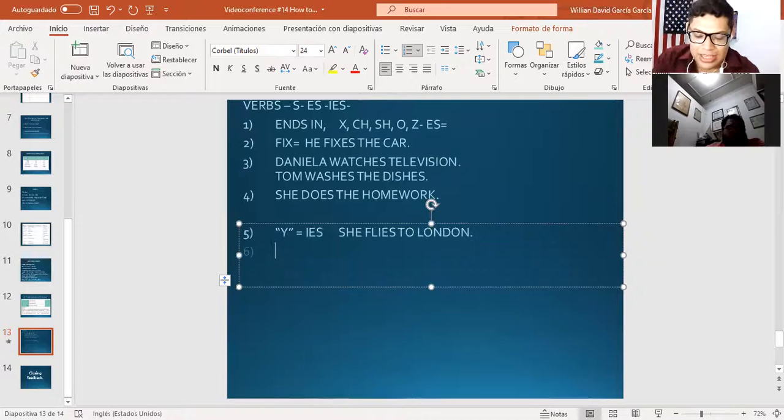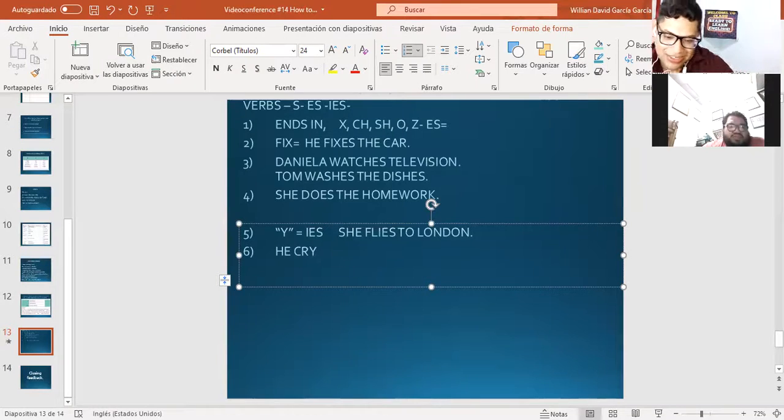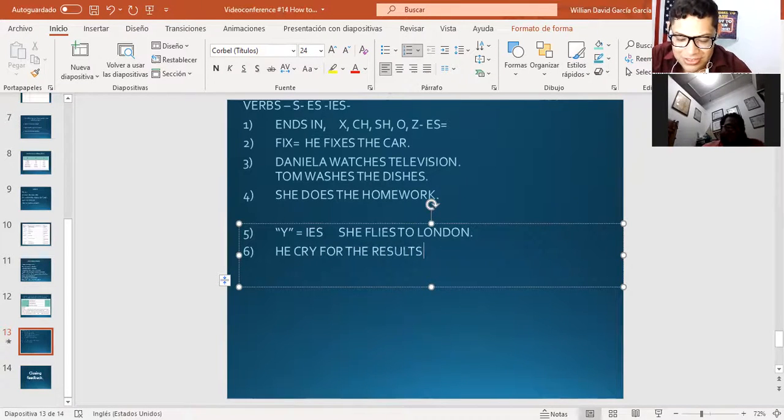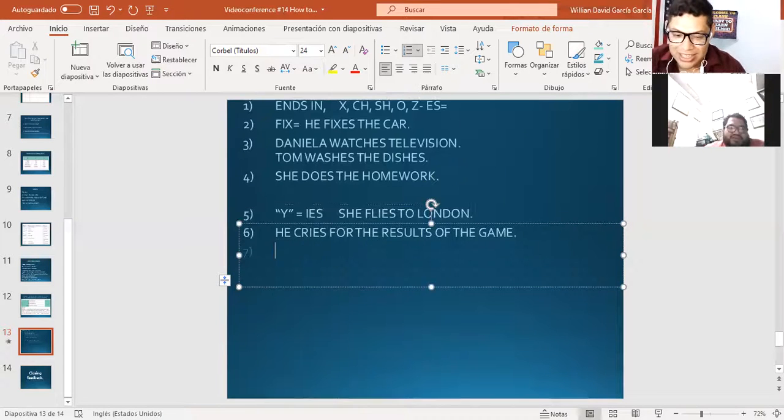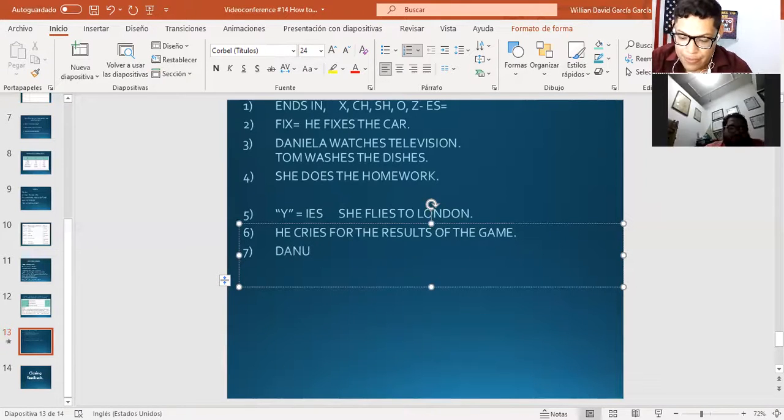Por ejemplo, él lloró, en este caso el verbo es cry. Él llora por el partido, porque ayer hubo un partido. He cried for the results of the game, right? En este caso, como termina en una Y, le vamos a decir, he cries for the results. Ajá. Daniela tries to sleep. Entonces, Daniela trata de dormir. Entonces, fija, en este caso, el verbo es try, que significa intentar.